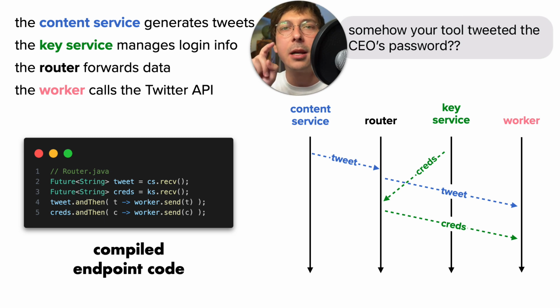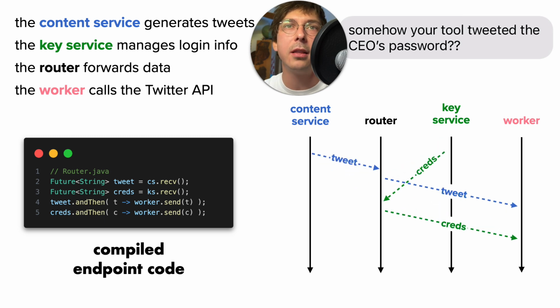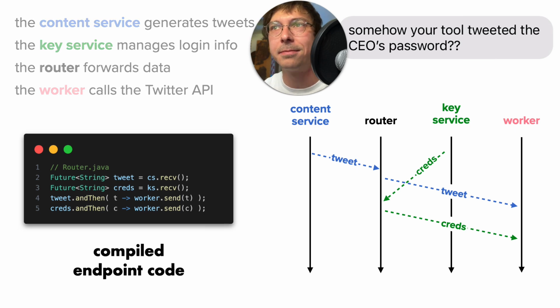So if you look at the compiled endpoint code that we get for the router, we see this. First, we receive a message from the content service. We bind it to a future, and that's going to be the tweet. We receive a message from the key service, and we bind that to credentials. And we set these callbacks on lines 4 and 5. It seems fair enough. And this gives us the out-of-order behavior that we wanted, right? If the credentials arrive first, then that callback on line 5 will fire first. And if we receive the tweet first, the callback on line 4 will fire first. But did you see? The order of the messages will change. It depends on the arrival order of those two messages. I wonder if you see what the bug is yet.